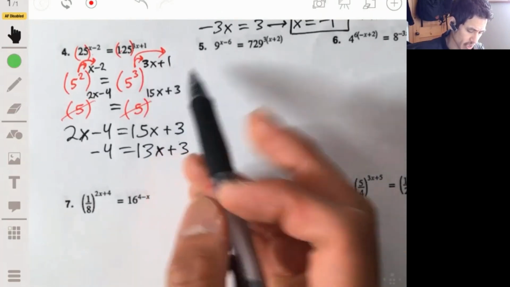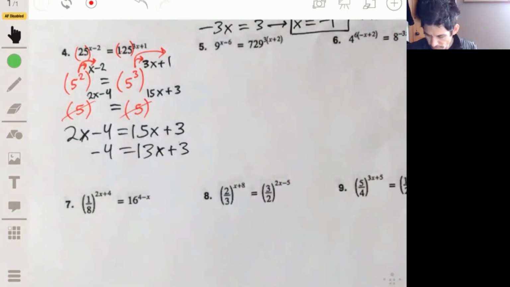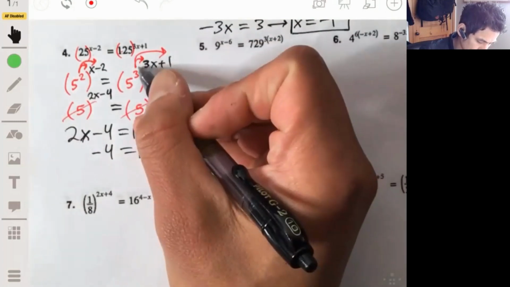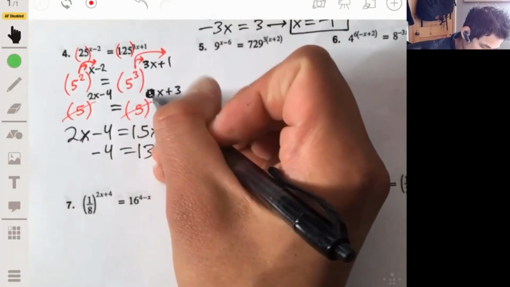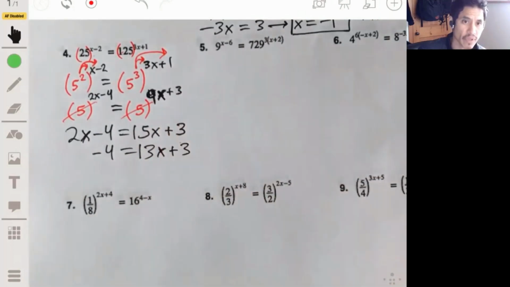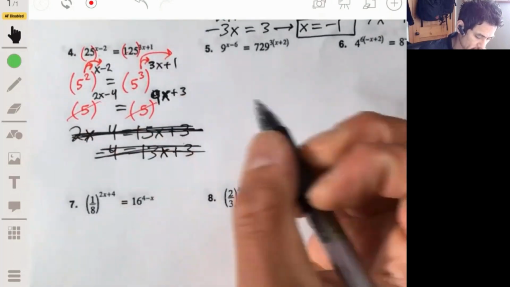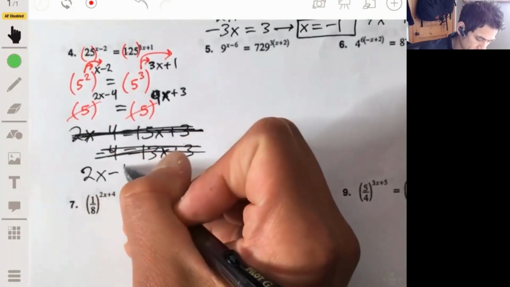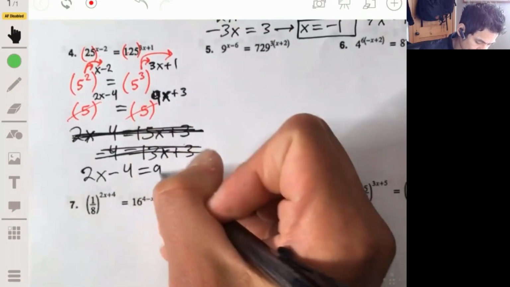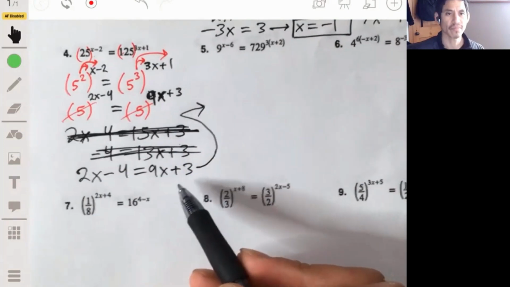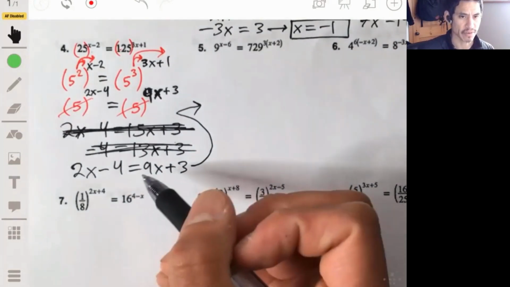Wait, hold on, what did I do here? Hold up. I multiplied wrong. I don't have a y. Okay, I'm going to do 3 times 3 is 9x. Rewrite that as a 9. And I'm going to scribble that out because that's wrong, and rewrite this as 2x is equal to 9x plus 3. That's what I meant to do.